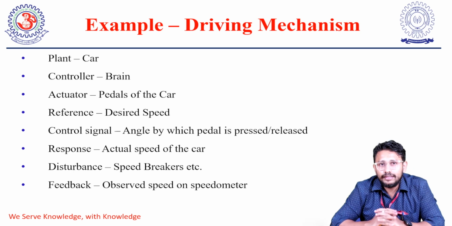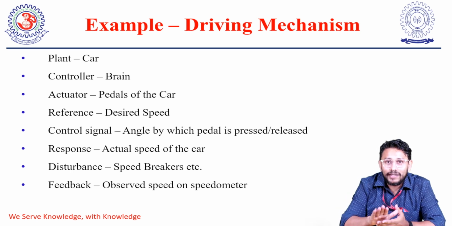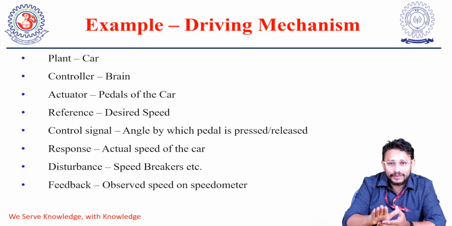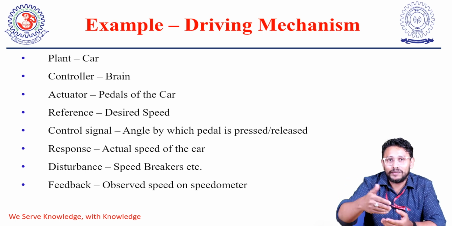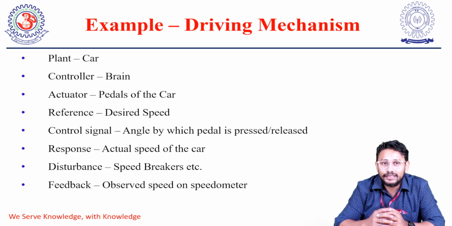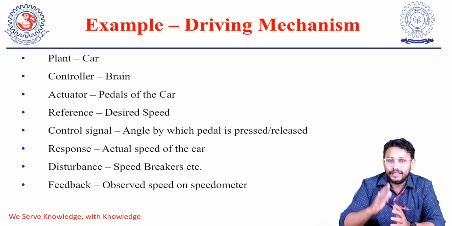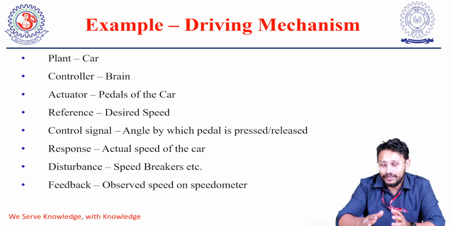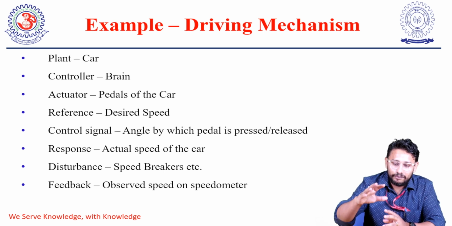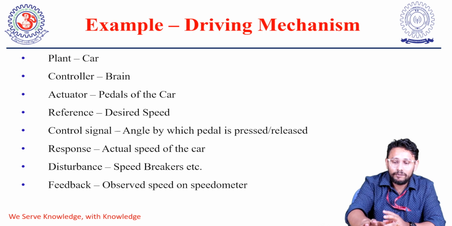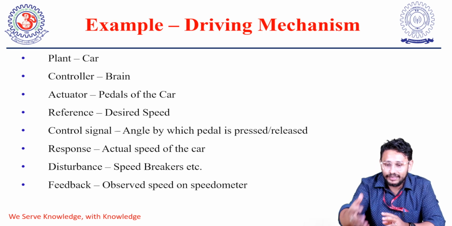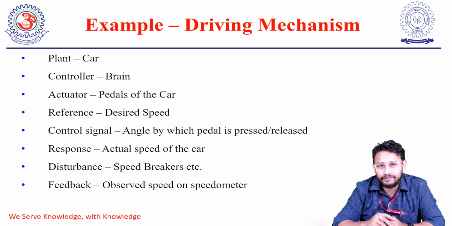The control signal is the angle by which the pedal is getting pressed or released. Maybe you may need to release it if the speed is higher than what you expected. The response is the actual speed of the car, the disturbance is the speed breaker, and the feedback is the observed speed by the driver, by you, by me, on the speedometer. The combination of the speedometer and the eye is referred to as a sensor here.